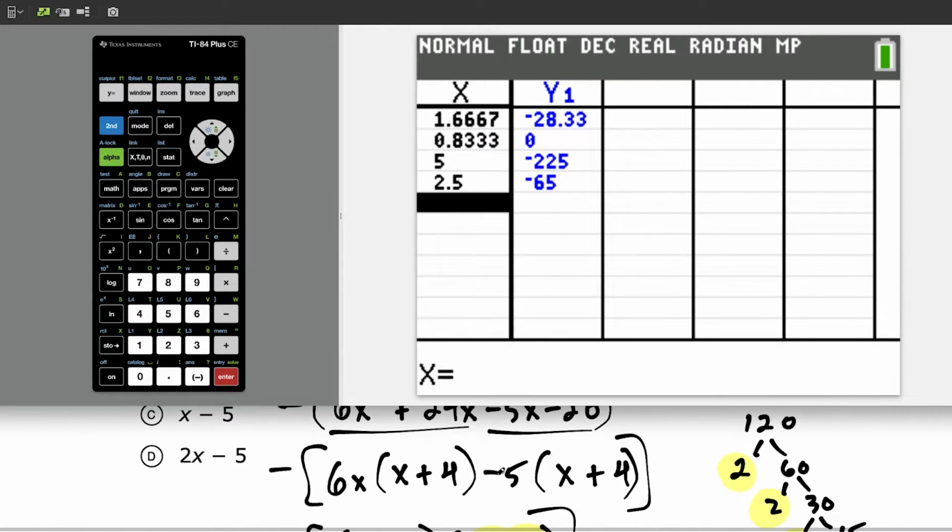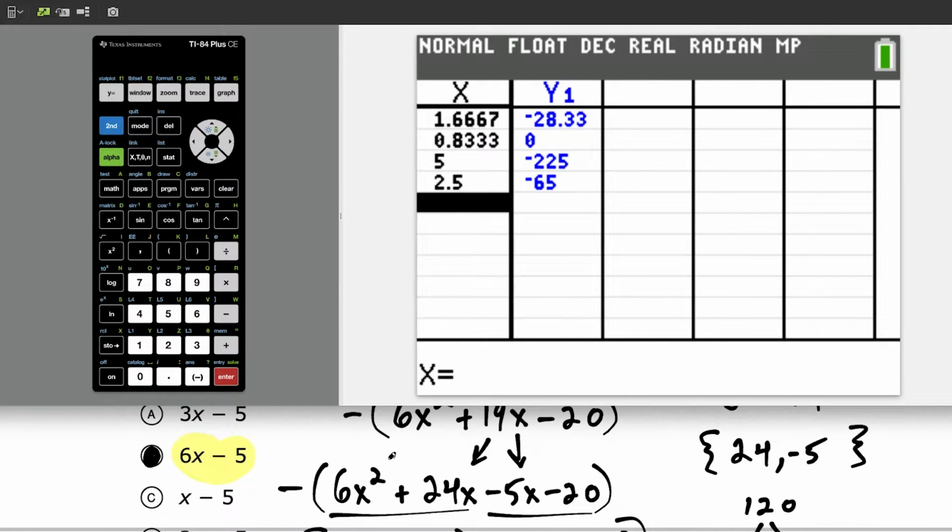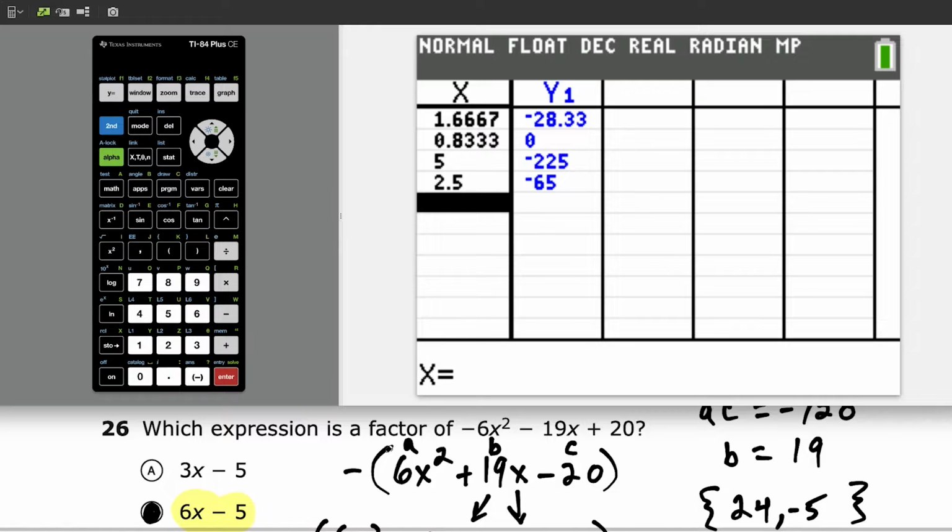Okay, so this is way faster than factoring by grouping. But this is an algebra test. And once again, I do want to show how to actually do the algebra. But this is a solid option for a question like this.